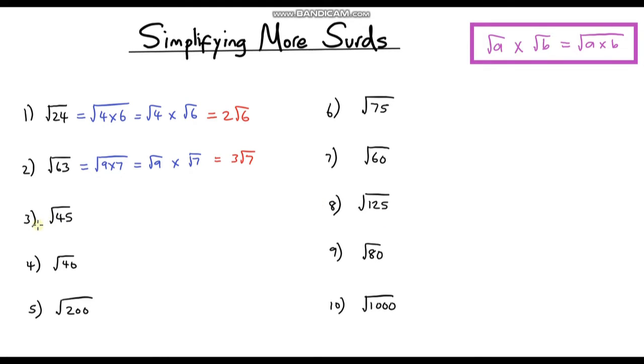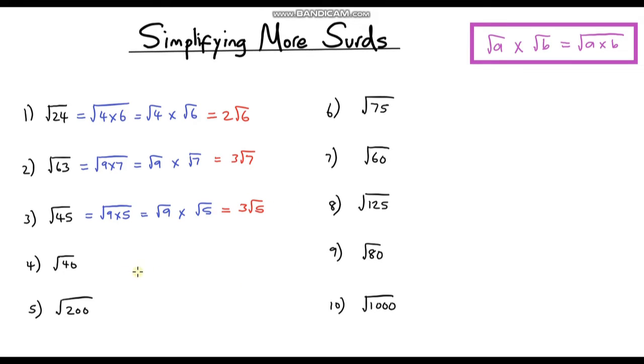Okay, moving on to question 3. Square root of 45, well, that is 9 times 5. So it's going to be the square root of 9 times 5. And then let's break that down into the square root of 9 times the square root of 5. This one's very similar to the previous question. So the square root of 9 is 3. So this is 3 root 5.